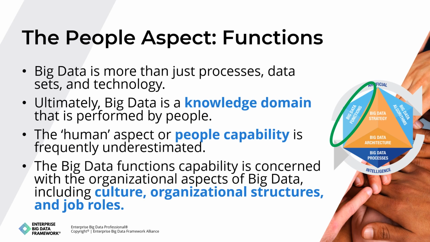The fifth capability is the people dimension. And although this is such an important capability, it is also the most frequently overlooked or underestimated. The big data functions capability is concerned with the organizational aspects of big data, including culture, organizational structures, and job roles. For big data organizations to provide long-term value, companies must consider job roles, training programs, and establishing proper teams and responsibilities. The Big Data Functions capability represents the people aspect of big data.